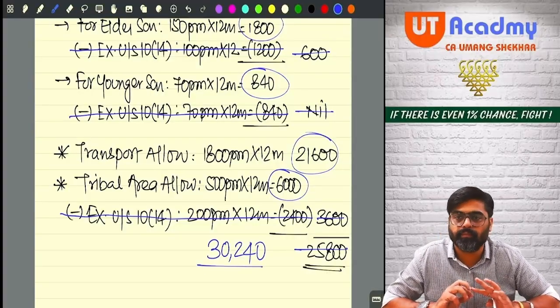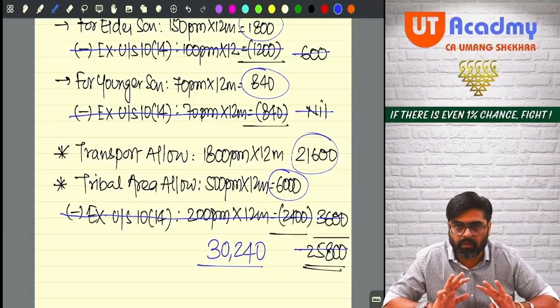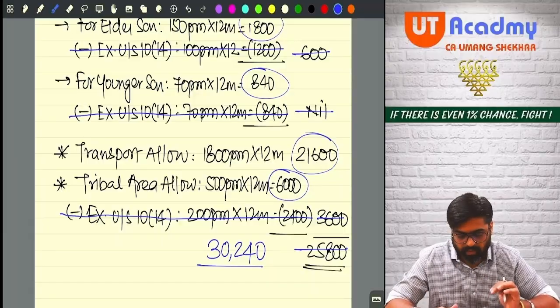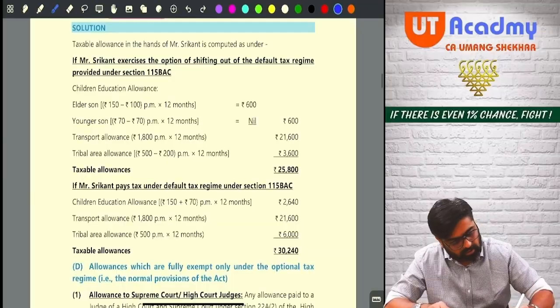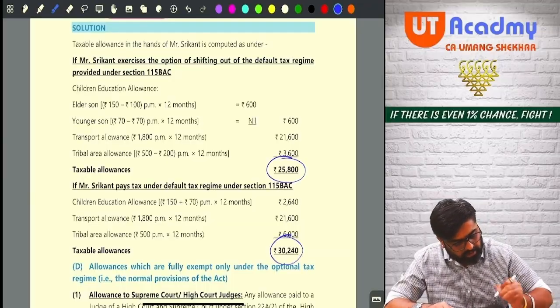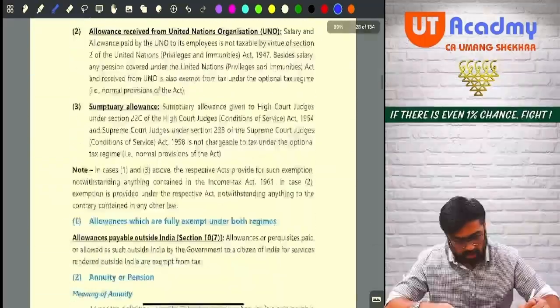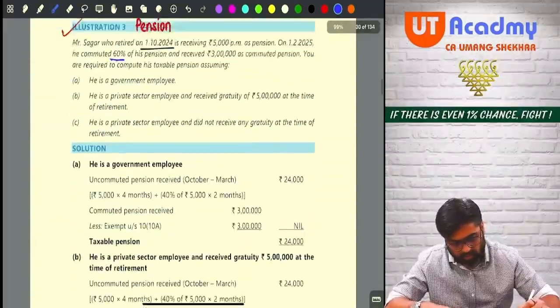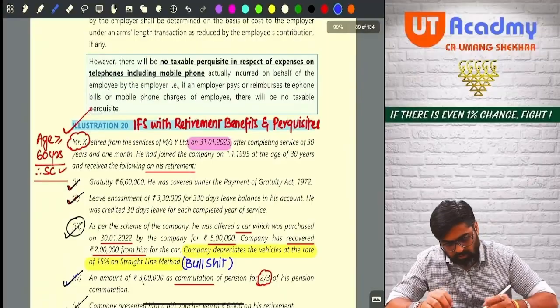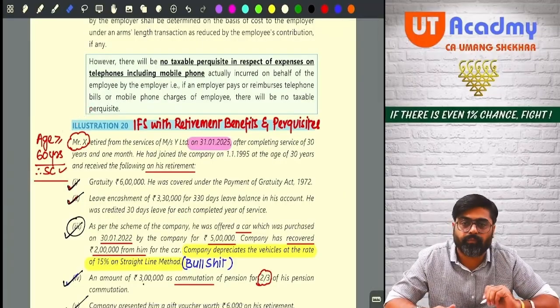Easy, difficult? Understood? Illustration 2 done. Please check your answers. This is 25,800 and this is 30,240. We got the same answers. Okay. Now let's move on to another question. This 20th question is to be done now.